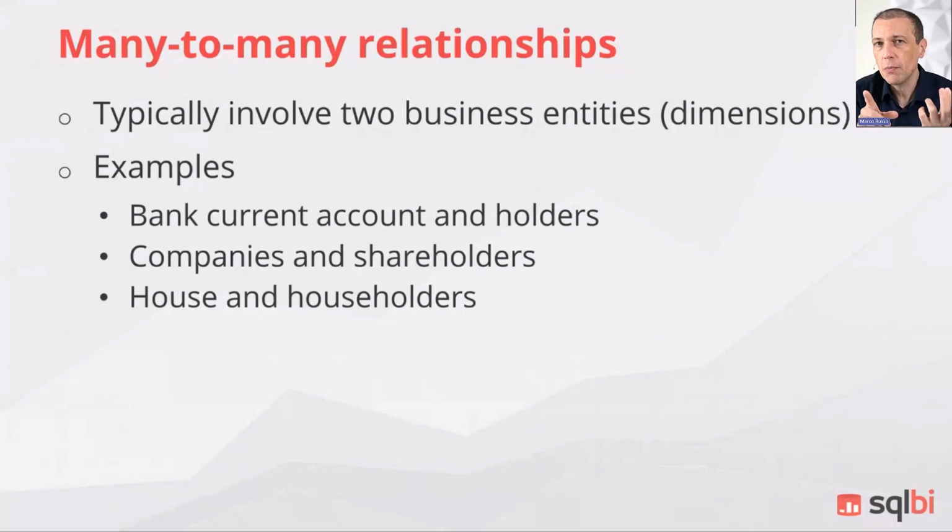So if you think for a moment, in that case, you have a many-to-many relationship, but actually it's just a way to split an amount. And when you look at the report, if the total of all the accounts is 100, the total of all the amount split between the customers is still 100.